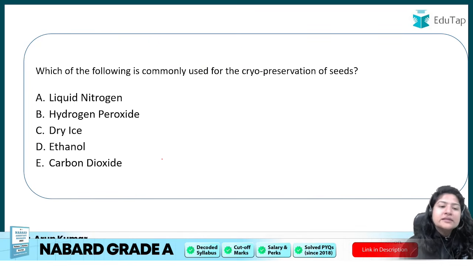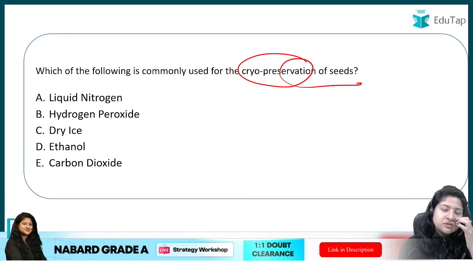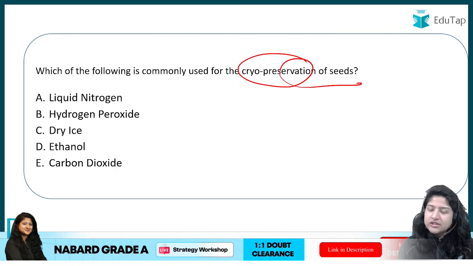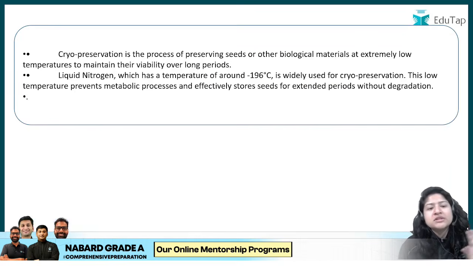ठीक है. Next, coming to which of the following is commonly used for cryopreservation of seeds. ठीक है. This is part of your preservation methods under your plantation and horticulture crops. Again, as I said, plantation and horticulture crops is an important topic. Liquid nitrogen is used for that purpose.